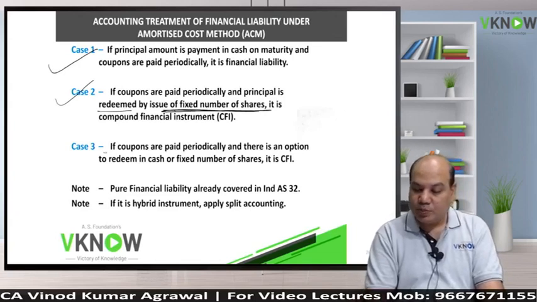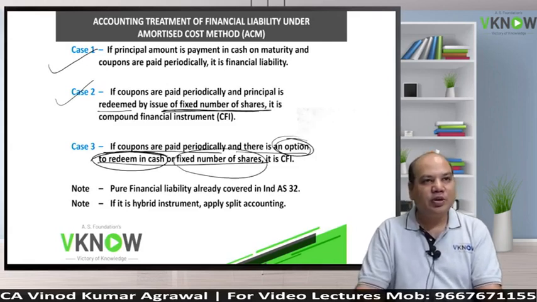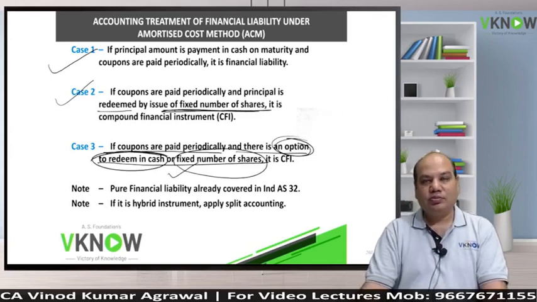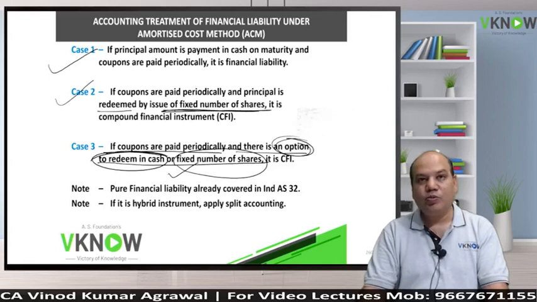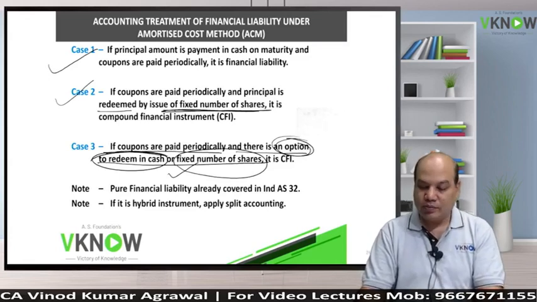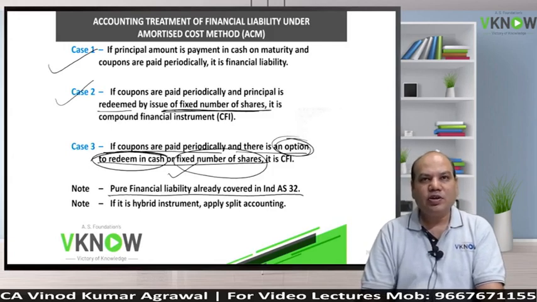But if coupons are paid periodically and there is an option to redeem in cash, the moment there is an option to redeem in cash or a fixed number of shares, both options are there, option to redeem in cash also and option to redeem in shares also, therefore this will also be treated as a compound financial instrument. This will be treated as a compound financial instrument because there is an option to convert into a fixed number of shares. Pure financial liability we have already covered, and we'll see again, don't worry.